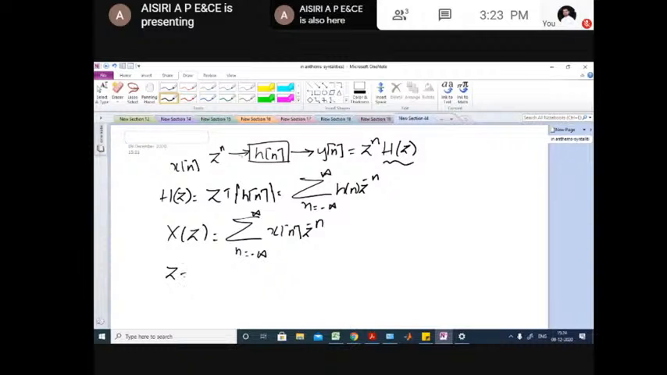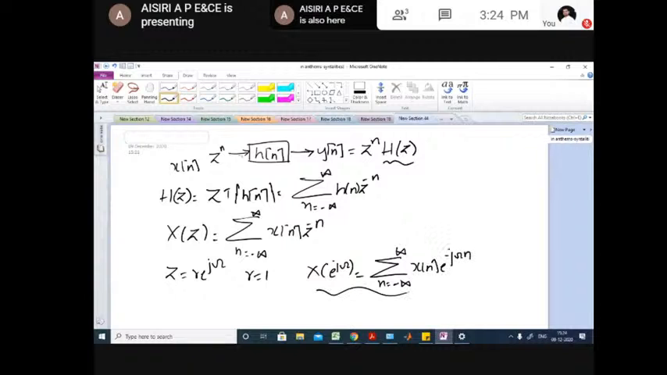Well, we know that z is equal to r into e power j omega. It's a complex number. If r is equal to 1, then we have e power j omega, which gives x of e power j omega, which is equal to summation n is equal to minus infinity to plus infinity x of n into e power minus j omega n. This is nothing but the discrete time Fourier transform of x of n.